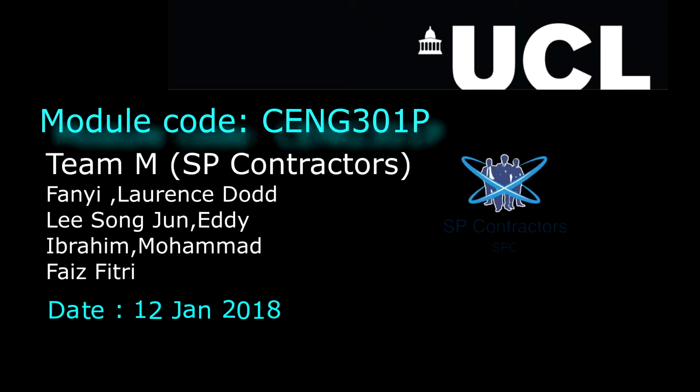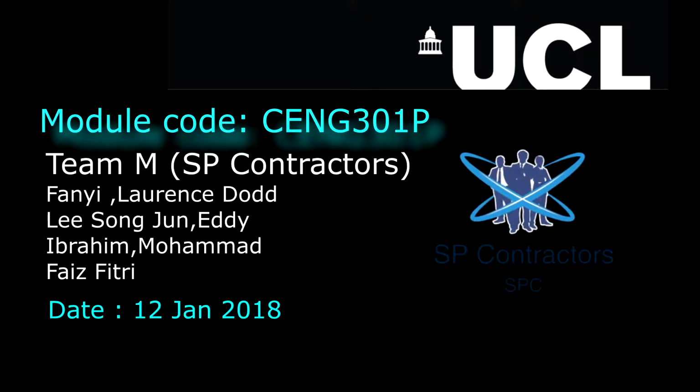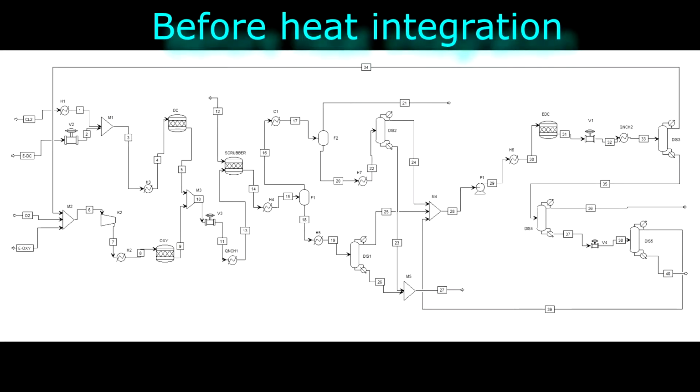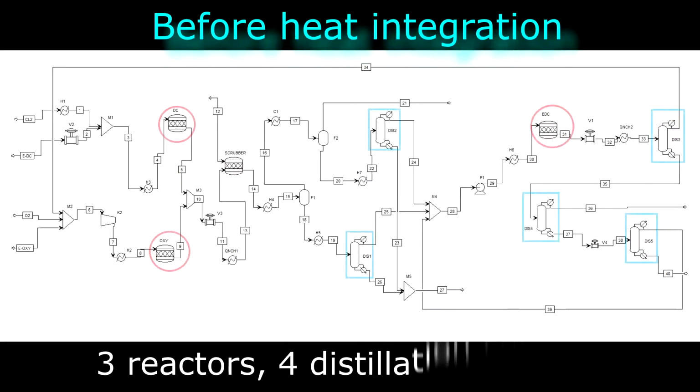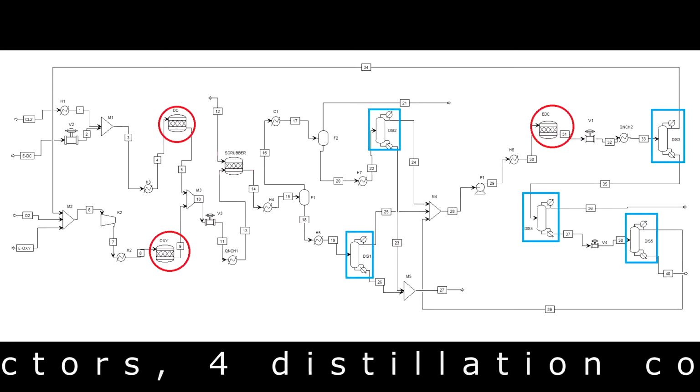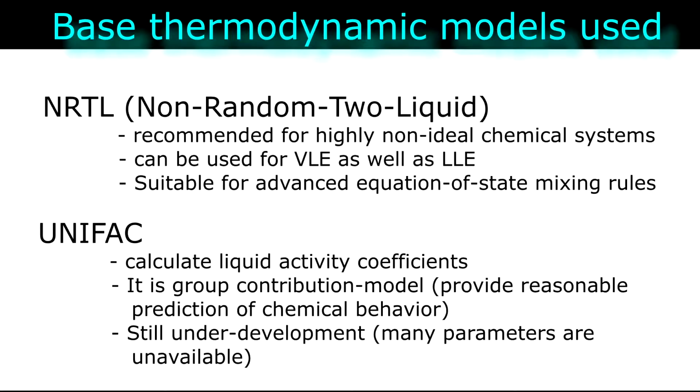Hello and welcome to Team M's VCM production plant Aspen Guide. The process is made up of 7 major units. We have chosen the NRTL to be our base thermodynamic model as UNIFAC is still under development.